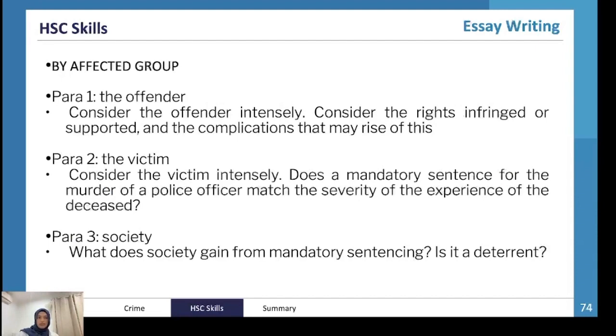And then we've got by affected group, especially if the question revolves around something like what is the balance of victims, offenders, and society in this specific process. This could be a really good way to structure it. You could start off with paragraph one, talking about the offender. Consider the offender intensely. Consider the rights infringed or supported and the complications that may arise as a result. The second paragraph can be about the victim. Consider the victim intensely. Do mandatory sentences for the murder of a police officer match the severity of the experience of the deceased? And paragraph three, society. What does society gain from mandatory sentencing, for example? Is it a deterrent? Is it not a deterrent? What is the evidence? What are the facts? What are the articles that have been released? Make sure you're including all of those factors within that process.